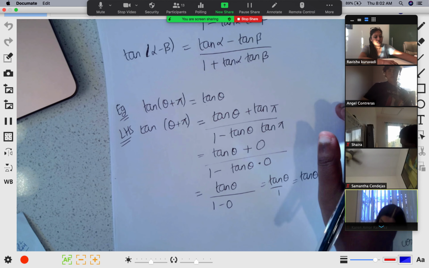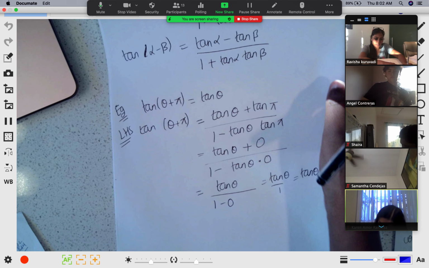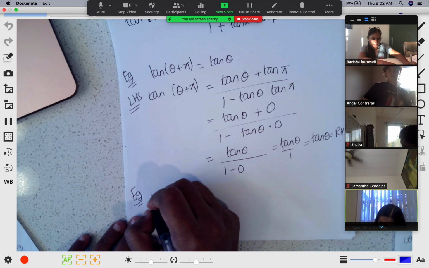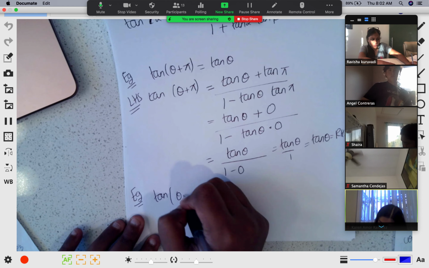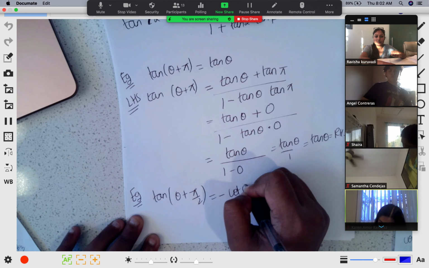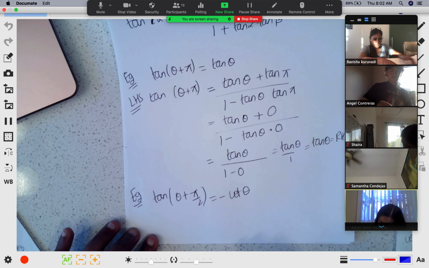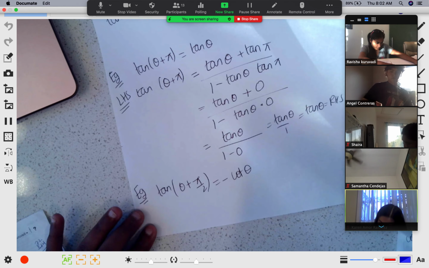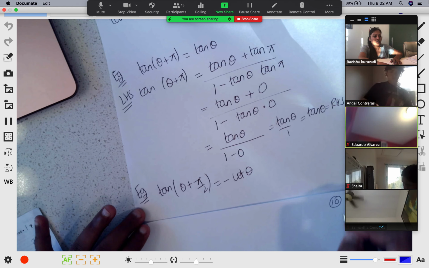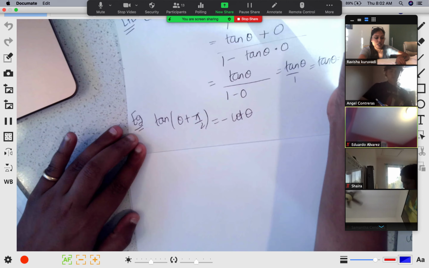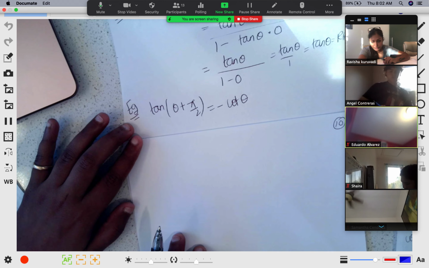Okay. Next, I want to do one more problem. You need to prove that tangent of theta plus pi by 2 is equal to minus cotangent theta. You need to prove this. Eduardo? Yes, I want to solve this problem. Tangent of theta plus pi by 2 is equal to minus cotangent theta. How will you do this?